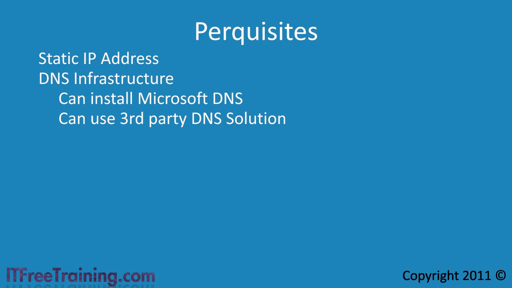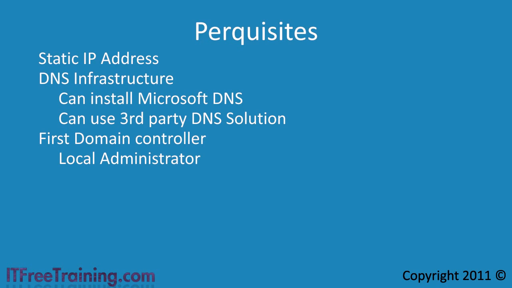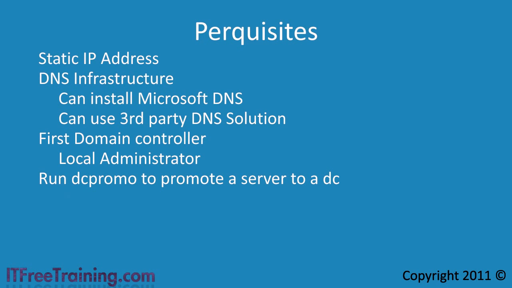The next prerequisite that needs to be met for your first domain controller is that you need to ensure that you are a member of the local administrators group. Once you are ready to install your first domain controller or add an additional domain controller to any existing network, run the command dcpromo. The process of changing a server into a domain controller is called promotion. It is common for people to say, I'm going to promote this server to a domain controller.